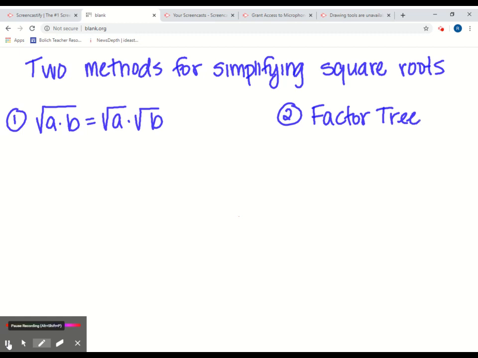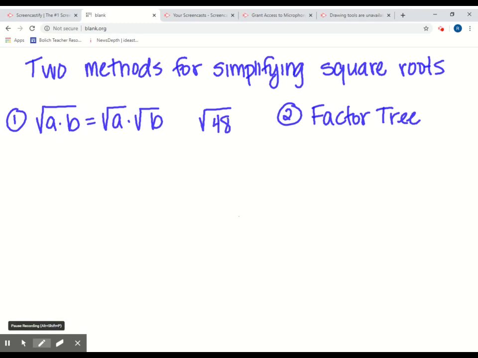All right, so today we're going to look at two methods for simplifying square roots. They both have their pros and cons, depending on how well you know your multiplication tables. So let's look at simplifying the square root of 48.